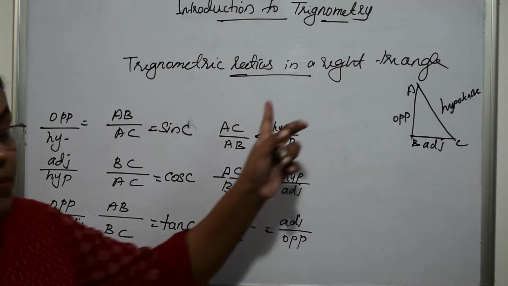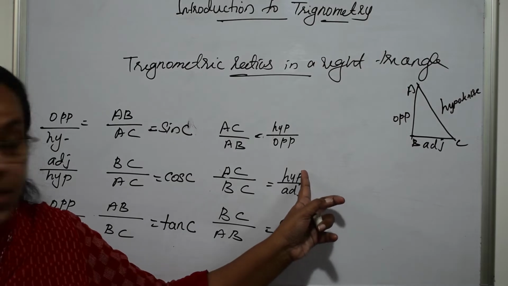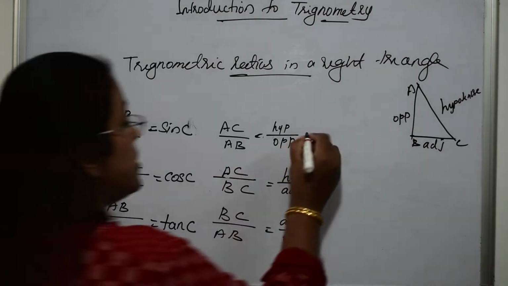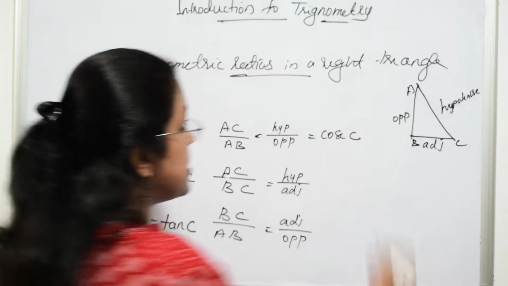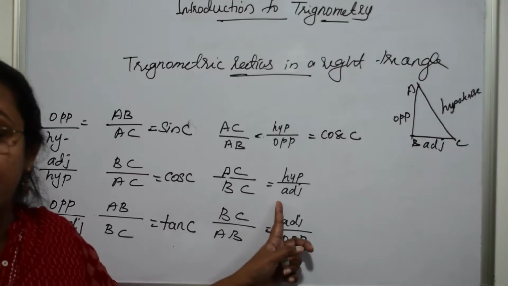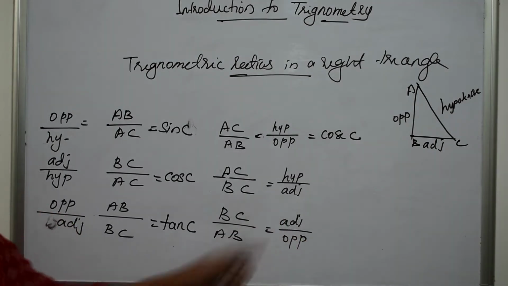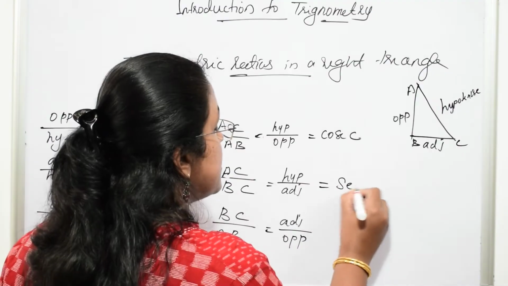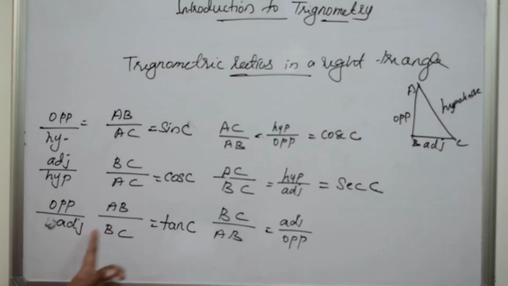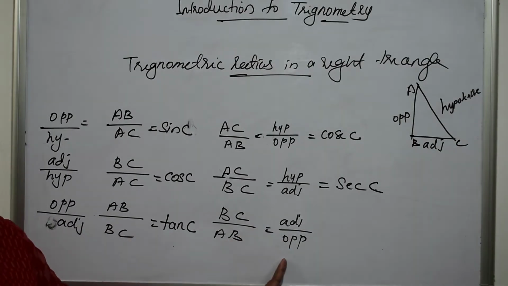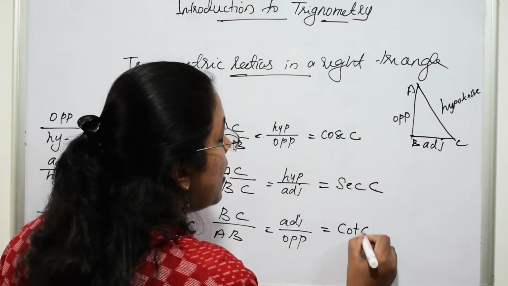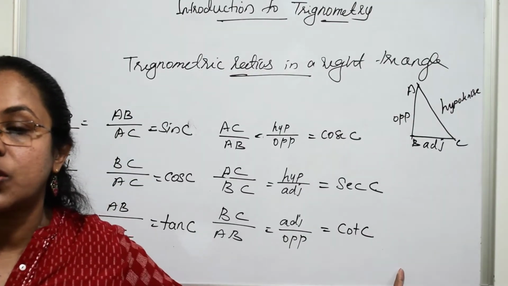AC by AB means hypotenuse by opposite side. It is named as cosecant of angle C and it is written as cosec C. Again, this is hypotenuse by adjacent side and the name of this ratio is secant of angle C and it is written as sec C. And the last one is the reciprocal ratio of this, adjacent side by opposite side. It is named as cotangent of angle C and it is written as cot C.